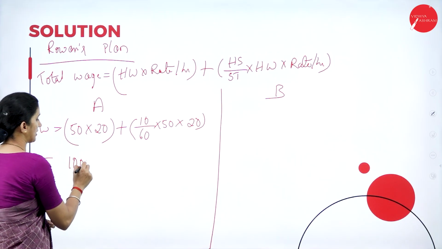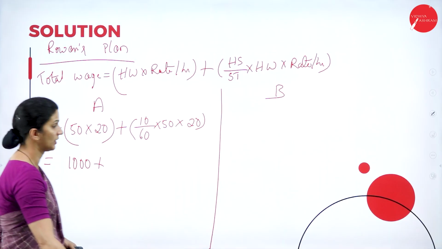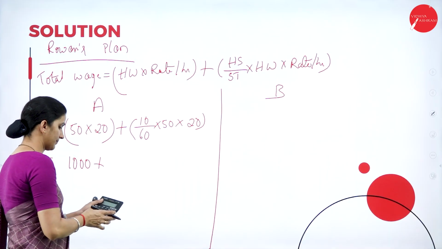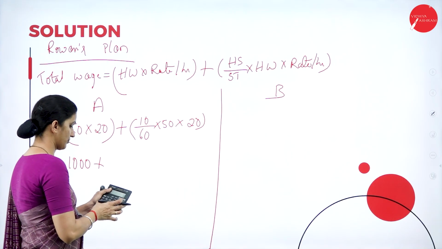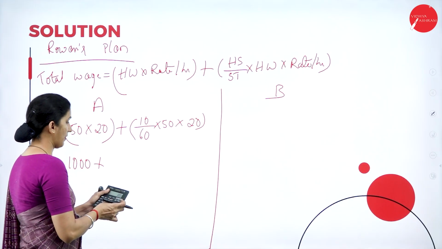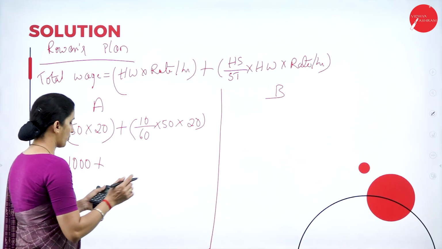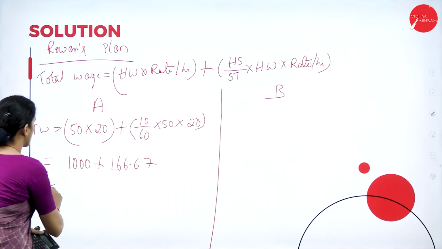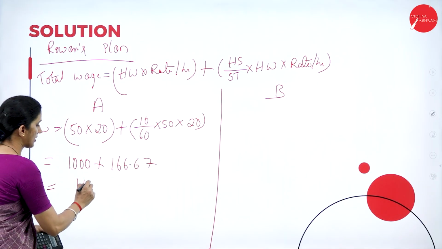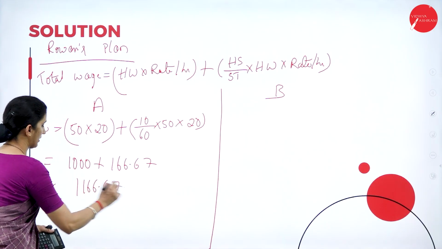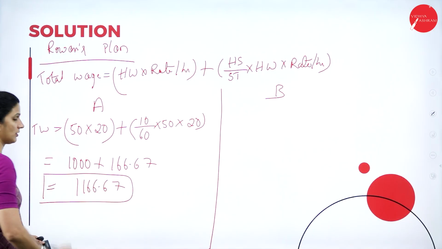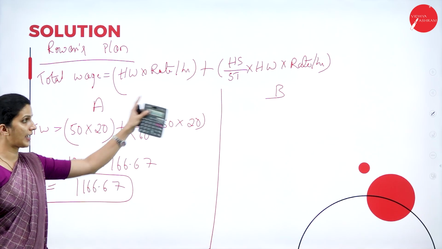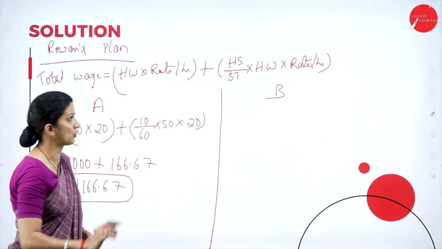Here 50 into 20 is 1,000, plus 10 into 50 into 20 divided by 60. So the bonus is 166.67. So his total wage is 1,166.67. This is his wage under Rowan's plan. Now we'll do the same for B also.